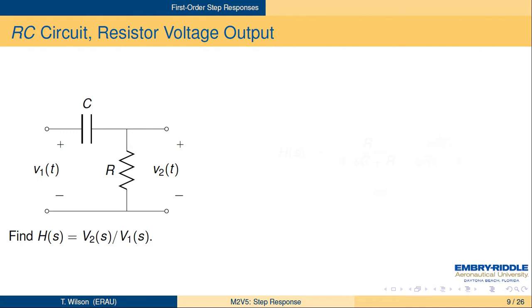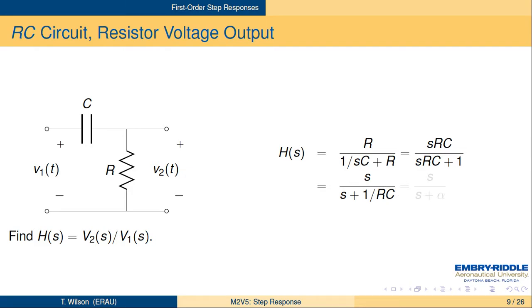So what's the network function now? Well, R over 1 over SC plus R, again multiplied through by SC over SC, so you get SRC over SRC plus 1. And now we clear out the 1 over the RC term, we get S over S plus 1 over RC. And that has the form S over S plus alpha. Alpha, again, is the rate. It's 1 over RC, just like it was before, except now we have a 0 at S equals 0.